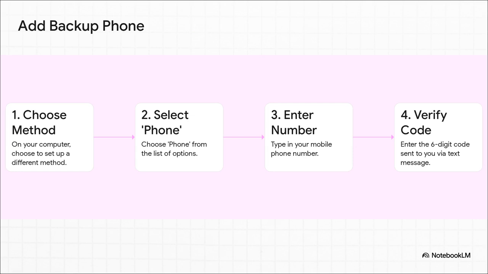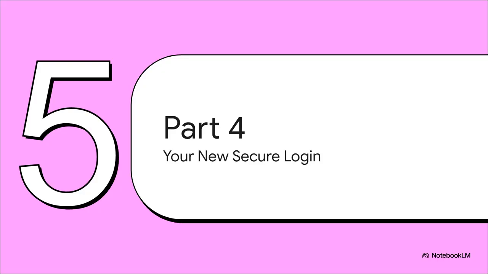On your computer, you should see an option to add another method. Go ahead and choose Phone from that list. It'll just ask for your mobile number. Type it in, and you'll get a text message almost instantly with a 6-digit code. Just type that code back into the box on your computer, and you're verified. Simple as that. And that is it for the setup.